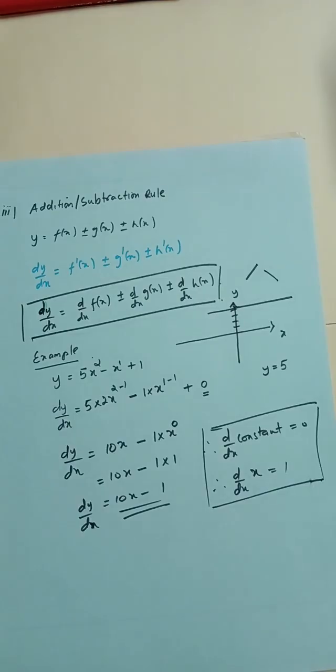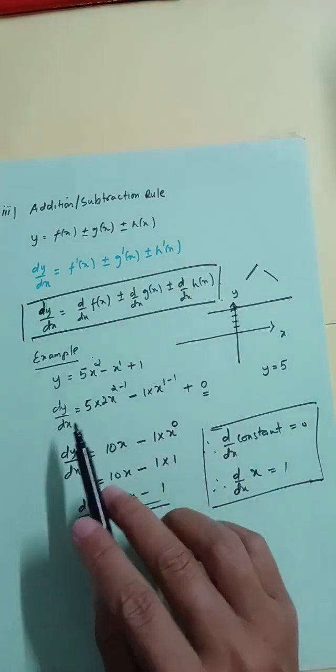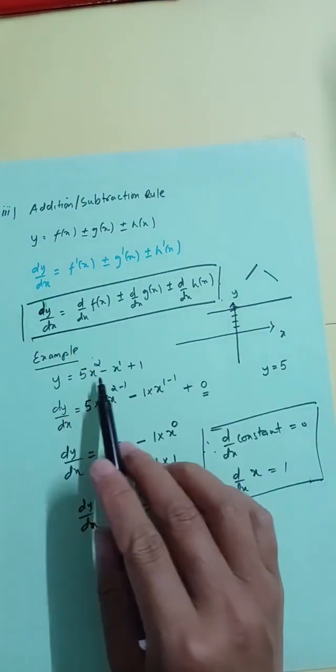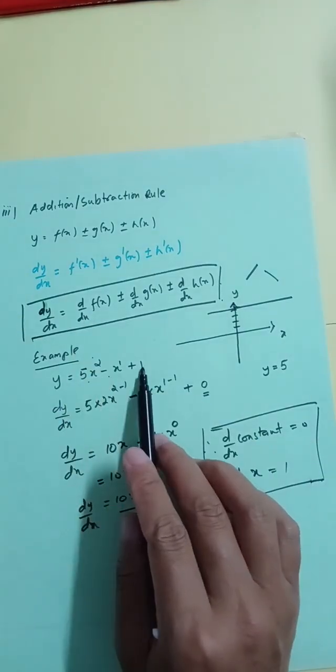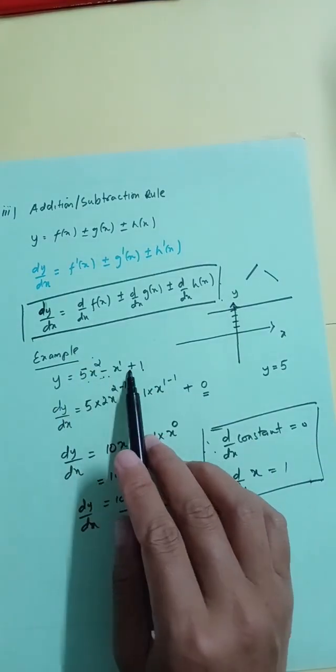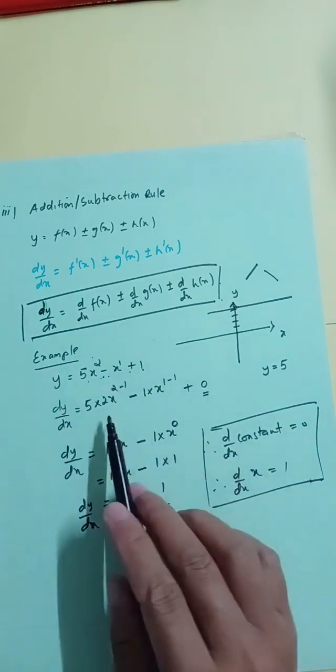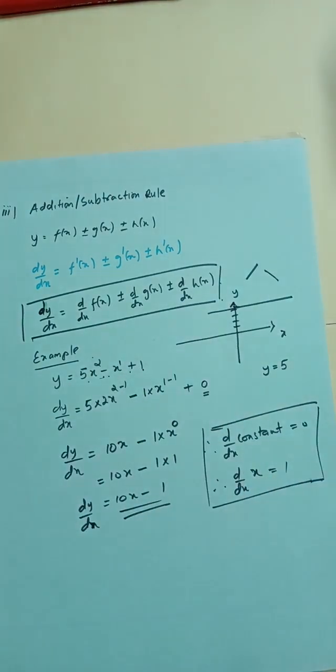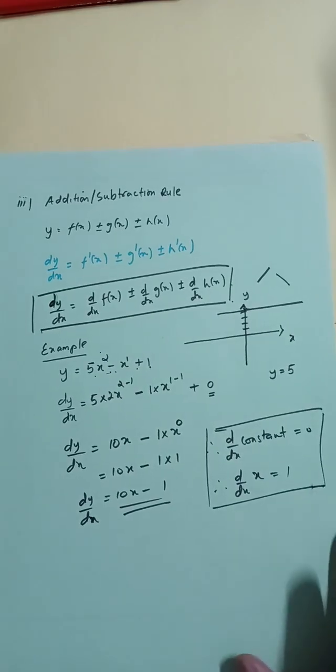The addition and subtraction rule applies here. If there are terms, like 1, 2, 3 terms with minus 2 and plus 2, you differentiate each one separately.